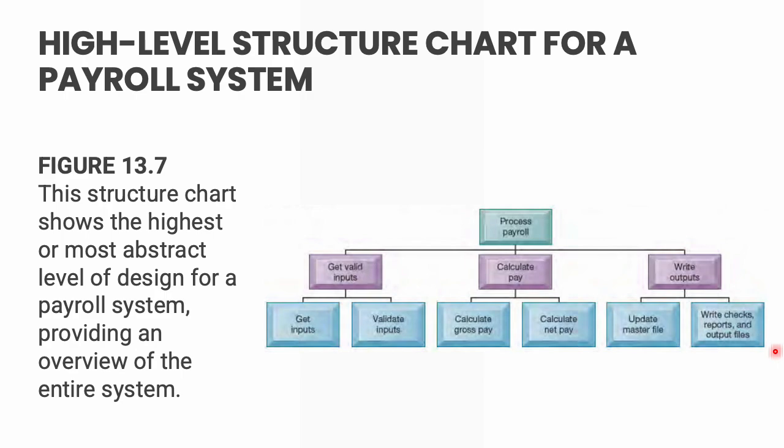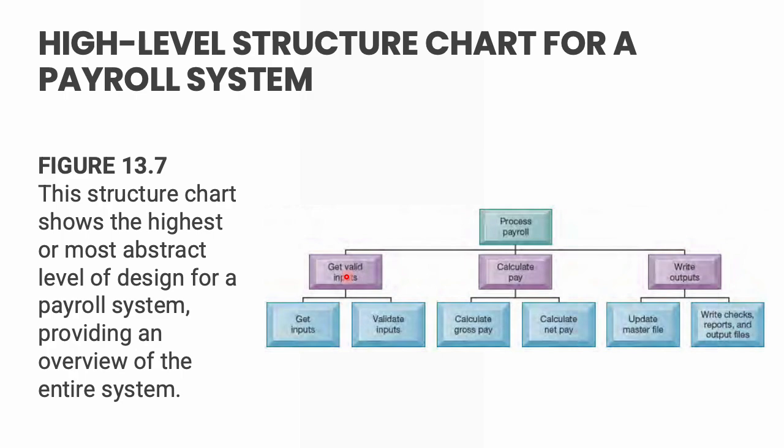Okay. So the main job here is process payroll, which is like the CEO of the system. And then under the CEO, there are three main departments or modules that report to it. Okay. First module in this process payroll is to get the valid inputs.